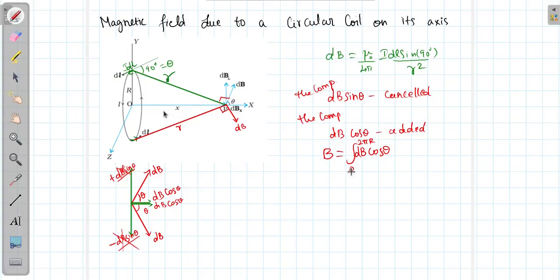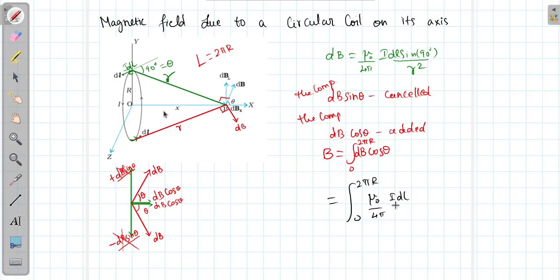Do you know why we have taken the limit from 0 to 2 pi r? Because we are integrating over the entire length, L equal to 2 pi r. Okay, now you insert the values. We have already found dB, integrated from 0 to 2 pi r. dB is mu naught by 4 pi I dl.